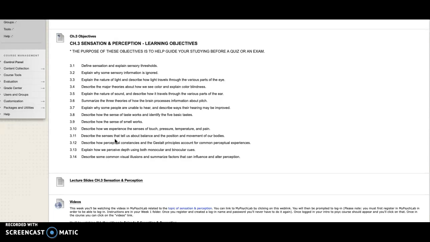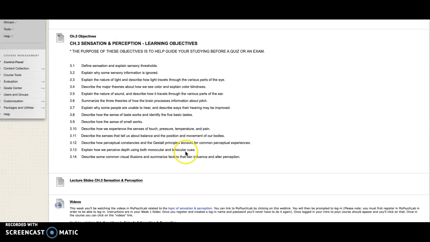And then the very last portion of the chapter will cover perception, looking at some theories on perceptual constancies as well as Gestalt principles for how we experience our world. And so how we take all of the sensation information and turn it into interpretation, how we perceive what's happening.